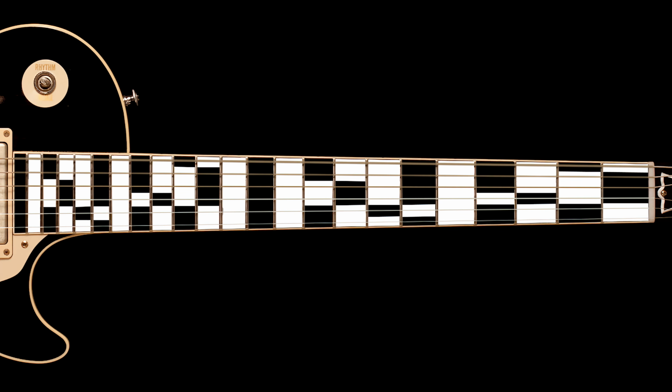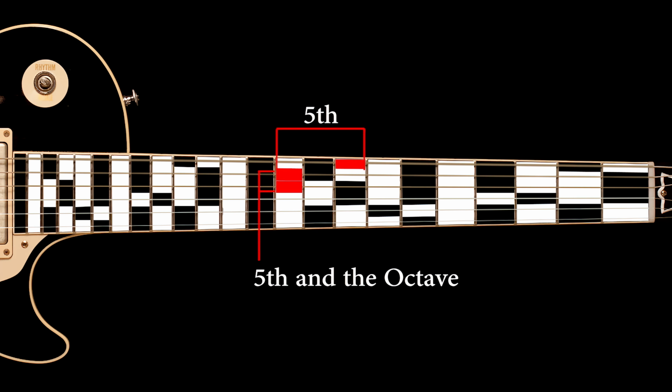So let's look at these 2 dyads. The shapes you're looking for are the minor third, the major third, the fifth, and the fifth with the octave. To get an idea of the octave and fifth, think of a power chord, the 1-5 and the octave. That's 2 dyads, the 1 and 5, and the 5 and the octave.